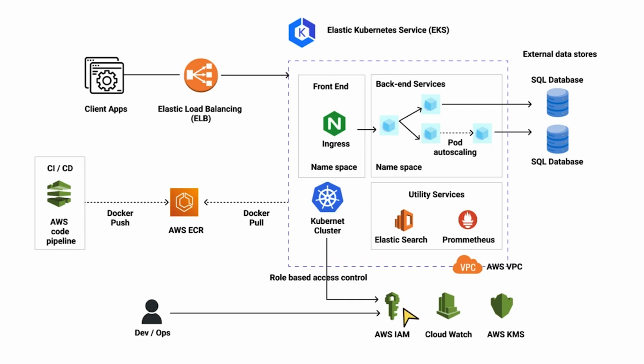Role-based access control is managed through AWS. CloudWatch provides comprehensive monitoring and logging capabilities. AWS Key Management Service safeguards sensitive data. This setup ensures scalability, reliability, and security, enabling us to effectively deploy and manage our applications in the cloud.